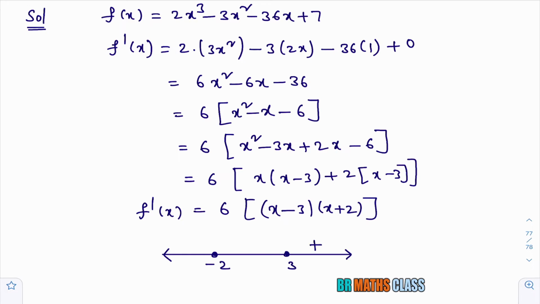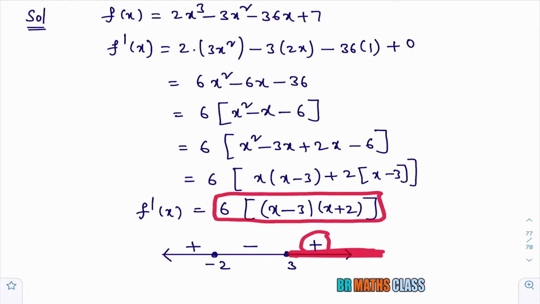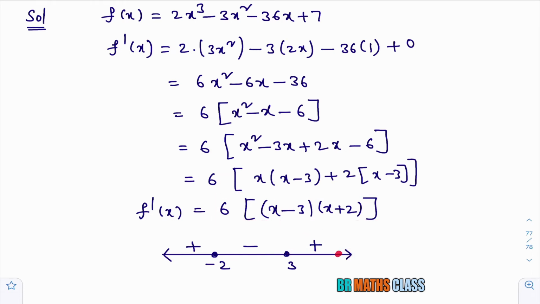As per the wavy curve method, in the rightmost corner we will write plus and then we will write alternate symbols. The wavy curve method says that whenever I take an x value which is greater than 3, this expression f dash of x is positive. If you want, you can check. You take a number like 4, substitute 4 in this. This is clearly positive. Whenever x value is in this interval, at that time this expression is negative. Whenever x value is in this interval, at that time f dash of x is positive. That is the wavy curve method.